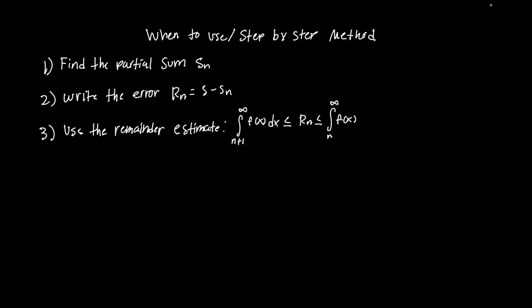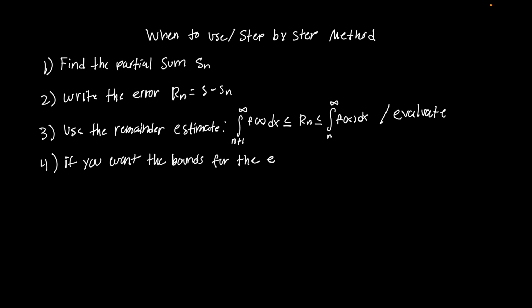And then slash, I'll just write evaluate these. So step 4, if you want bounds for the exact sum S, you add the partial sum, or Sn, to all parts.